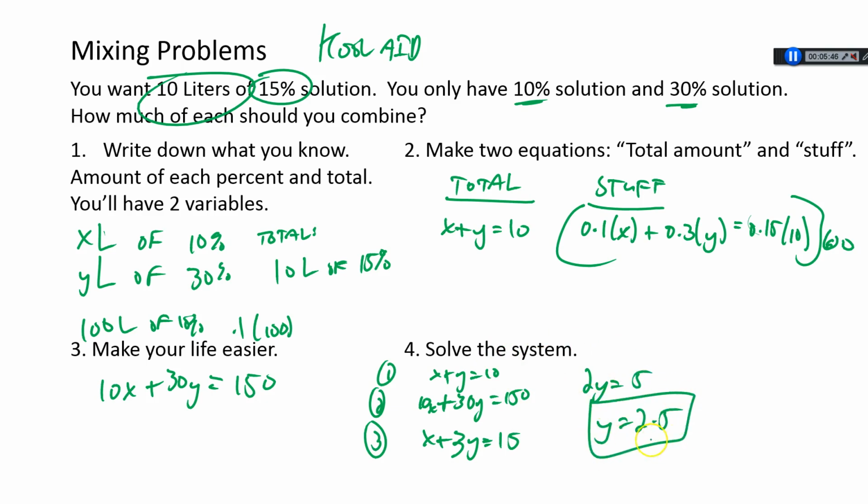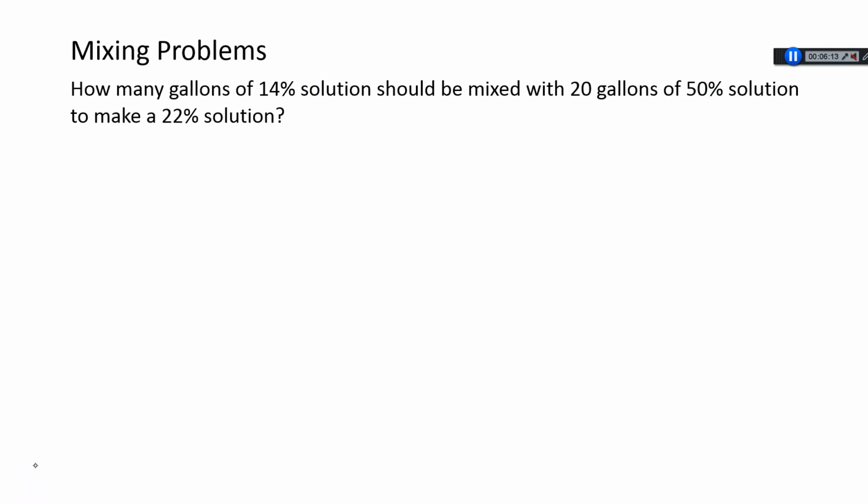And then it's easy to get x, so just back solve right here. x is 7.5. So you put 2.5 liters of the 30% and 7.5 liters of the 10%. You're going to end up with 10 liters of 15% solution. Now, it's always good to think about this. It makes sense to me that we need more of the 10%. Why? Because 15 is so close to 10. If we used a lot of the 30% solution, that's going to bring the total closer and closer to 30.